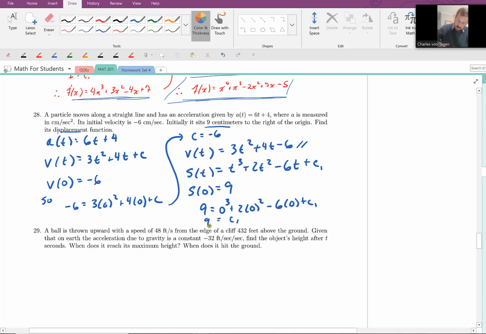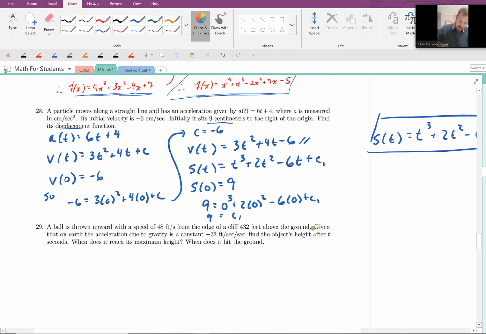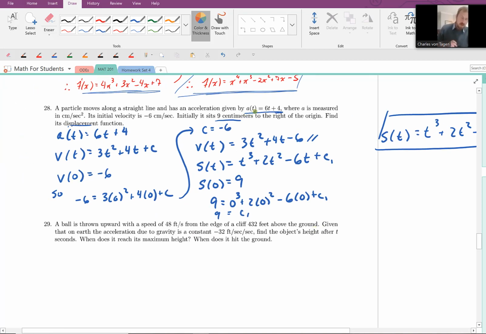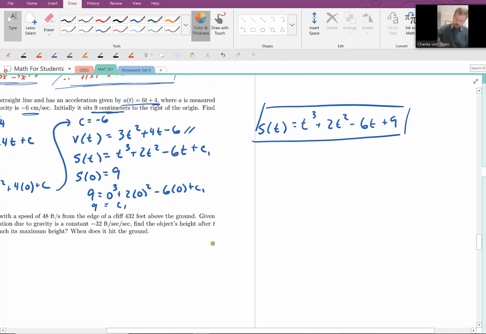So at long last we're able to give our solution to this problem. What's our solution? Our solution is that s of t is equal to t cubed plus 2t squared minus 6t plus 9. That is the specific position function that when you find its acceleration, you would find that's its acceleration, and initially it's got a displacement of 9 centimeters to the right, and initially it's got a velocity of negative 6 centimeters per second. So this is the one function that does that.